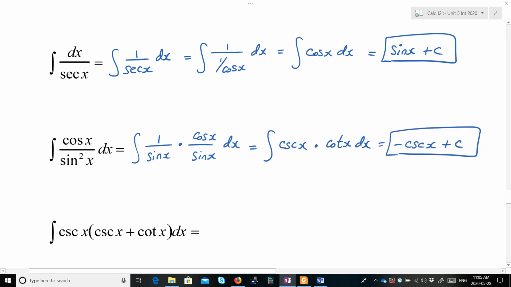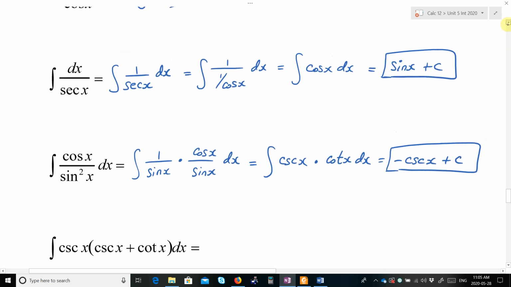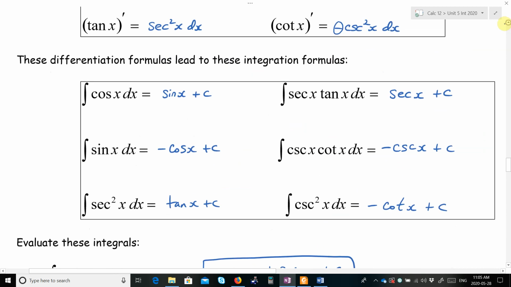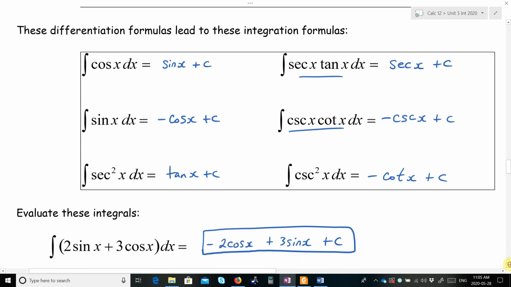Okay, so really, the only way to know to do that is to just make sure that you know these trig formulas really well, to kind of maybe look for these types of forms in different trig expressions.